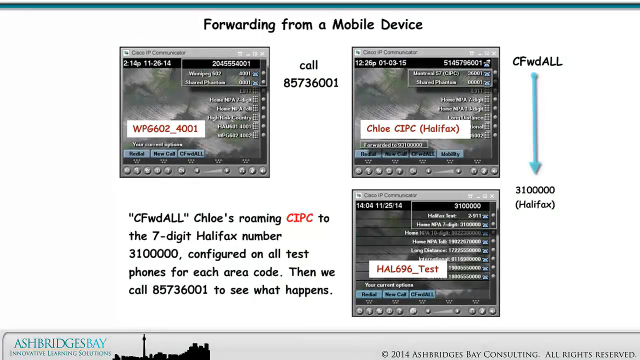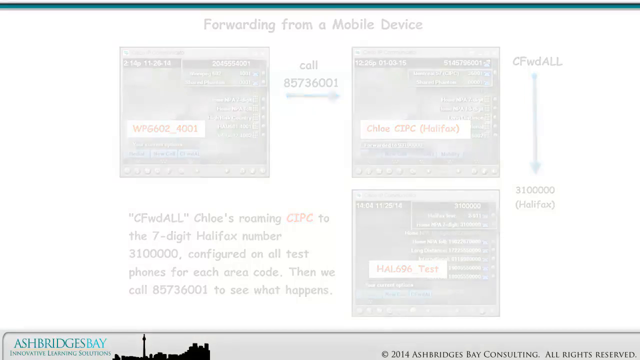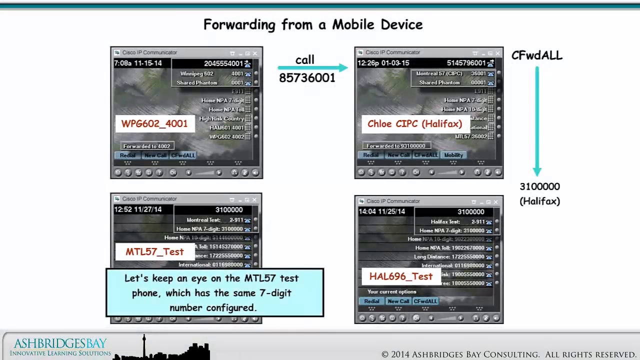Call forward all Chloe's roaming CIPC to the 7-digit Halifax number 310-0000, configured on all test phones for each area code. Then we call 8-573-6001 to see what happens. Let's keep an eye on the Montreal 57 test phone, which has the same 7-digit number configured. Remember that the same 7-digit number called from two different locations, Montreal and Halifax in this case, represents two different parties, one in Montreal and one in Halifax.